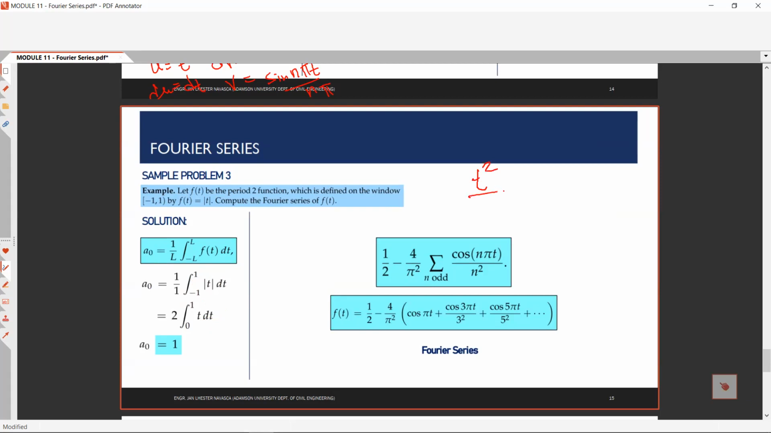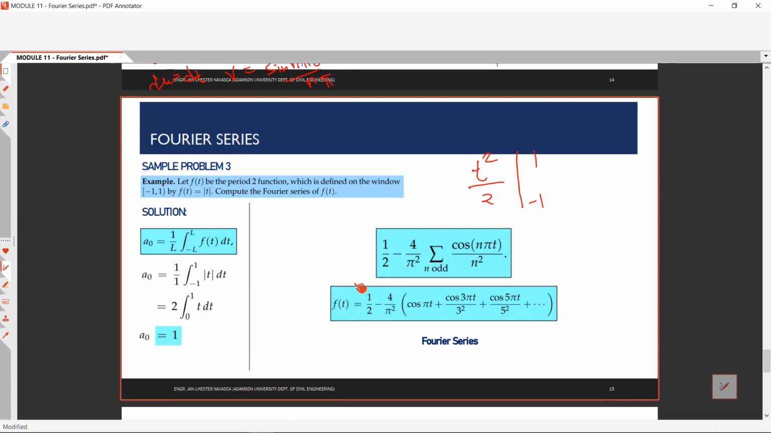So t squared over 2, right? Evaluated from negative 1 to 1. So t squared over 2 plus t squared over 2, that is 2 times t squared over 2. Okay? So that is why you have this. Okay, so therefore your a sub 1 is equal to 1.